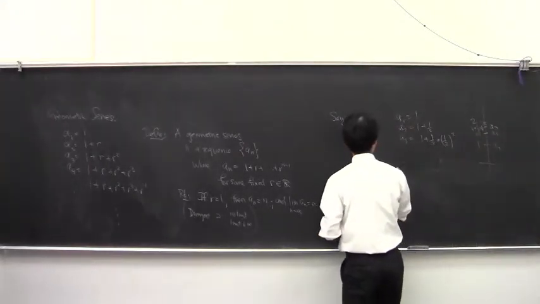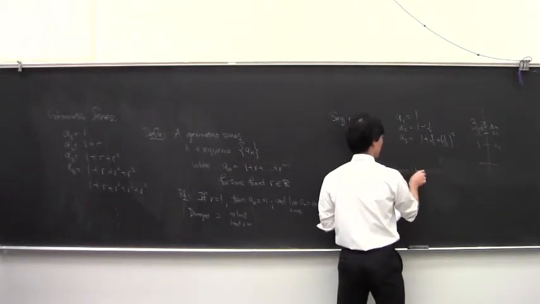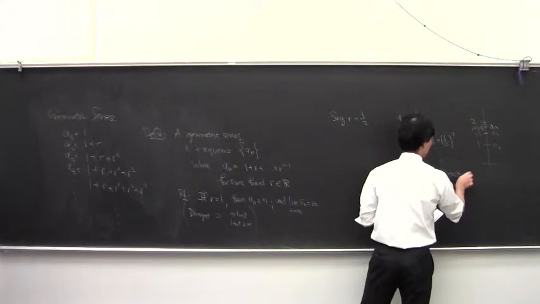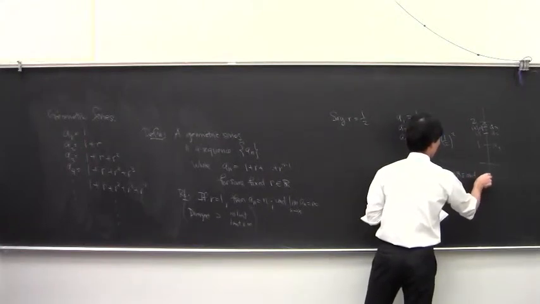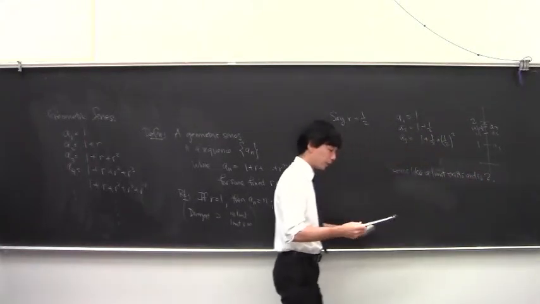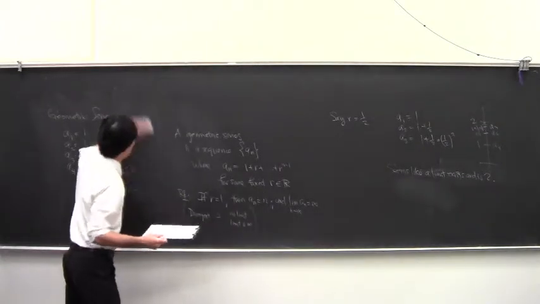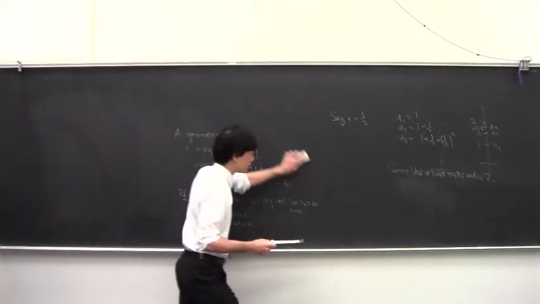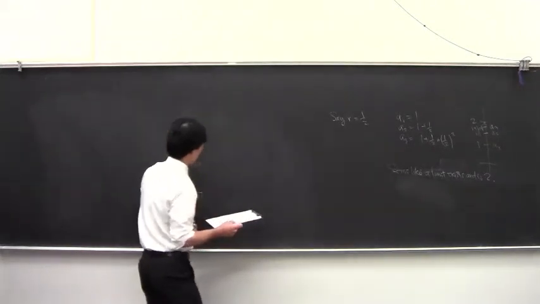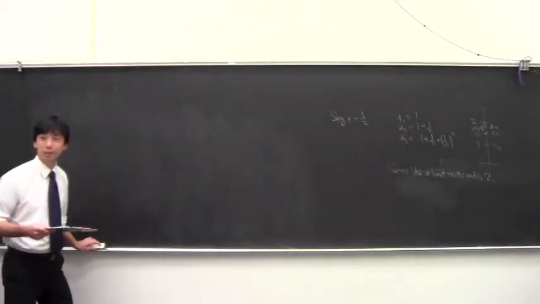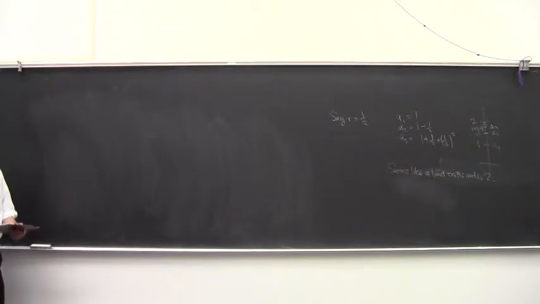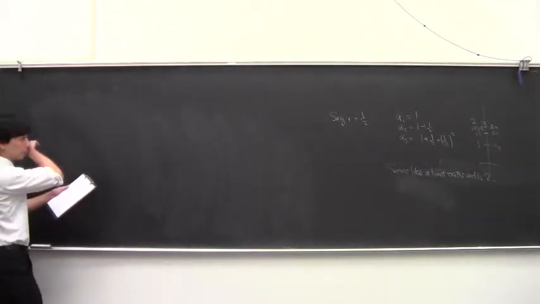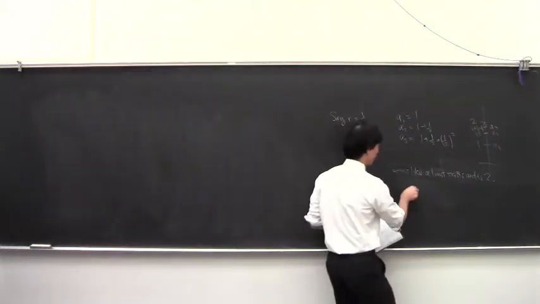So it seems like the limit exists, and it's 2. Okay. So what we're going to do is think about that a little bit more precisely. Rather than saying it seems like it's 2, let's think about why it actually is 2. And in fact, it is.